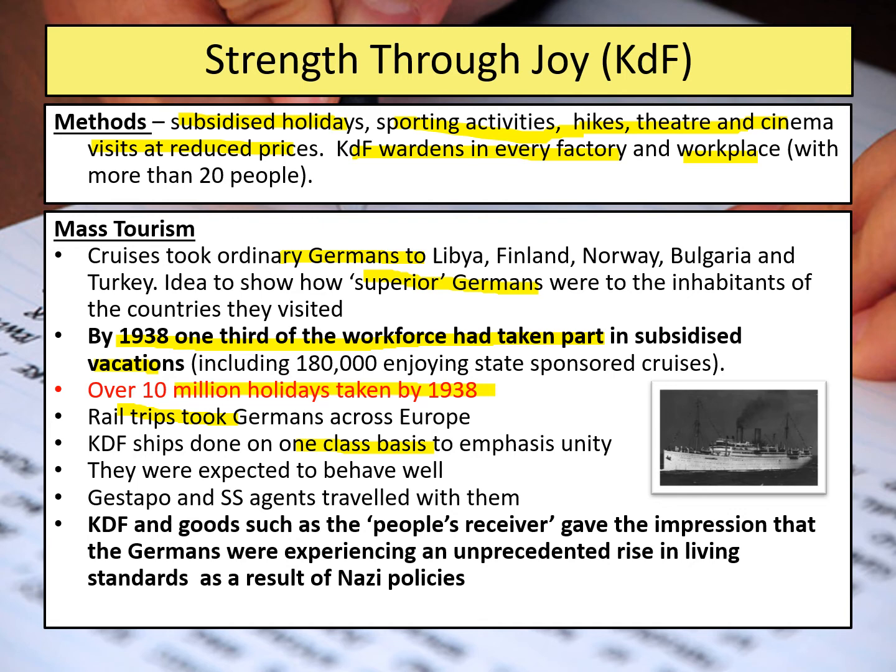They would have Gestapo and SS agents to spy on them, and people would be expected to behave well, although we're going to see that it's often the agents of the KDF that don't. So all of this kind of stuff, all of these holidays and sporting activities, hikes and discounted trips, and things like the people's car and the people's receiver, all of this is helping to build the impression that the Germans were experiencing an unprecedented rise in living standards as a result of Nazi policies. We'll think about how true that is in a second.